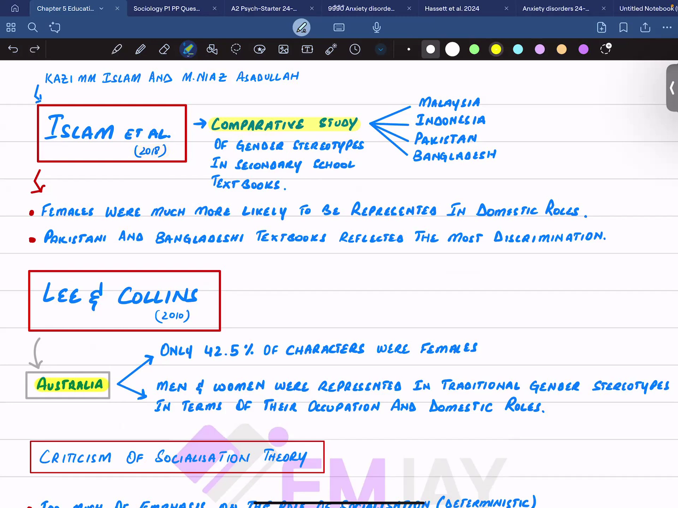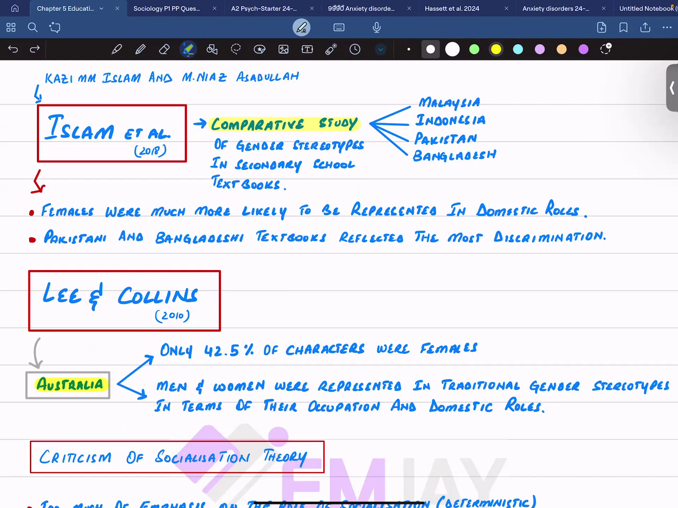Now, this study was actually a comparative study. This was a comparative study from different school textbooks that were used in Malaysia, in Indonesia, in Pakistan, and Bangladesh. Through this comparative study, we would discuss how there was gender stereotype found in textbooks that were used in different secondary schools in countries such as Malaysia, Indonesia, Pakistan, and Bangladesh.